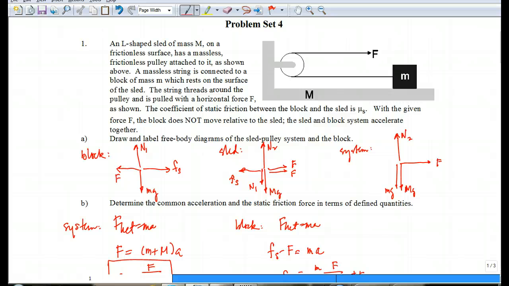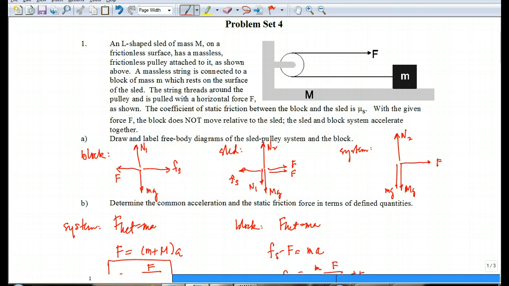Okay, this is a description of the solutions to problem set 4. You are familiar with the problem, so I won't go through reading the problem.